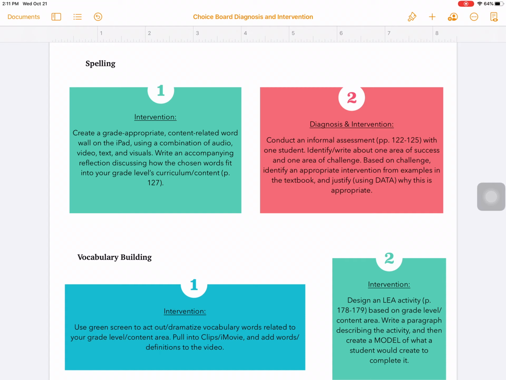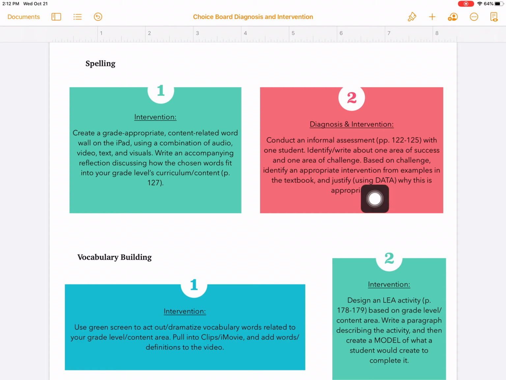Based on the challenge that they faced, identify an appropriate intervention from examples in the textbook. And those are on the pages that I talked about earlier in the screencast. You can find the section on interventions in your textbook. And you'll find one that, based on the challenge, would be a good next step for this student, and then justify why it's appropriate. And when I say you want to use data to show why it's appropriate, I mean data from the results of the assessment.